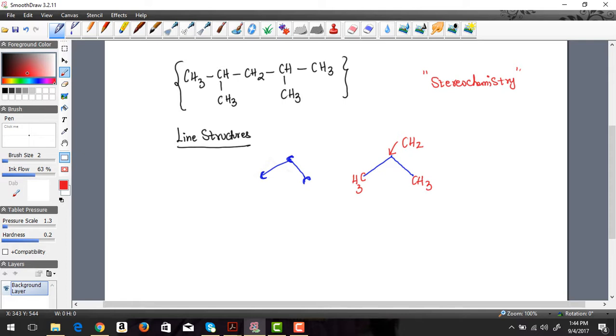So if this is exactly the molecule, and you go back and write this, it would be CH3, CH2, CH3. This is the molecule. It's easy to go from here to here, it's only difficult to go from here to here. This is easy.